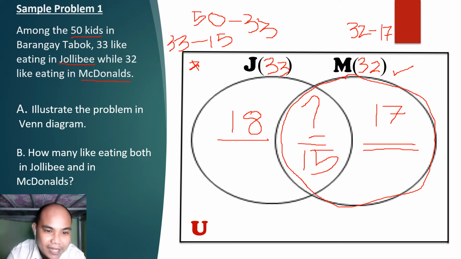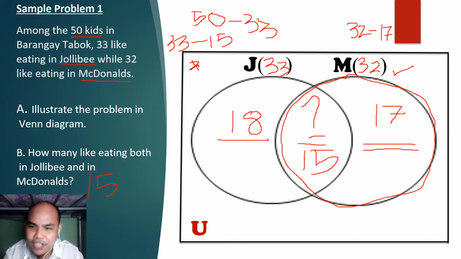Therefore, we may now answer letter B. How many like eating both in Jollibee and in McDonald's? That's the intersection. And the answer is, there are 15 kids who like Jollibee and McDonald's. Correct. How about this one? What does it mean by 18? There are 18 students or kids who like to eat Jollibee only. How about 17? There are 17 kids who like to eat McDonald's only.